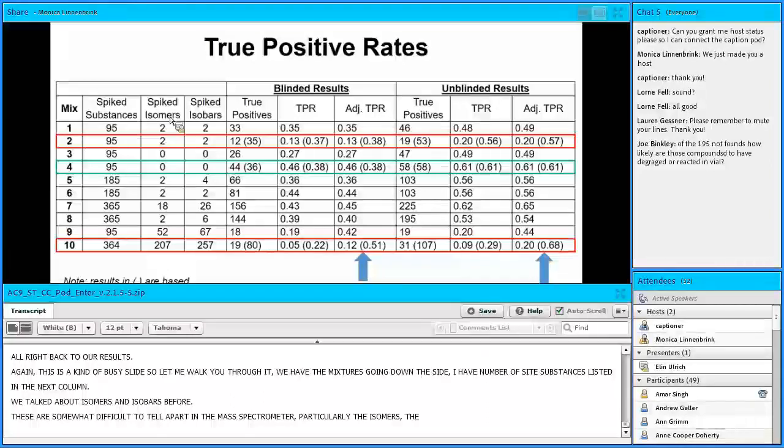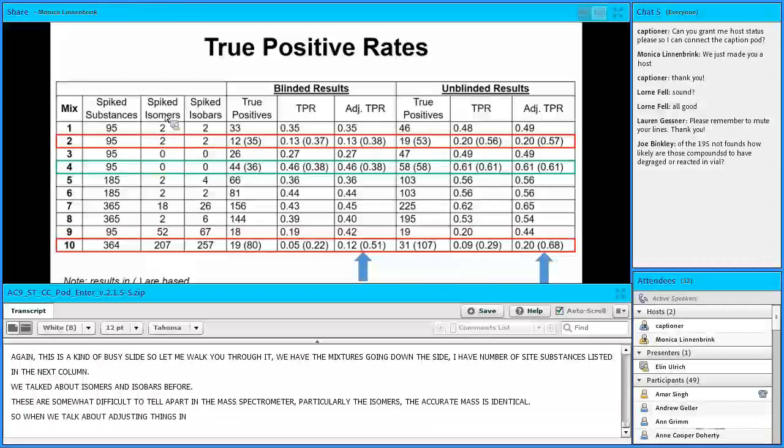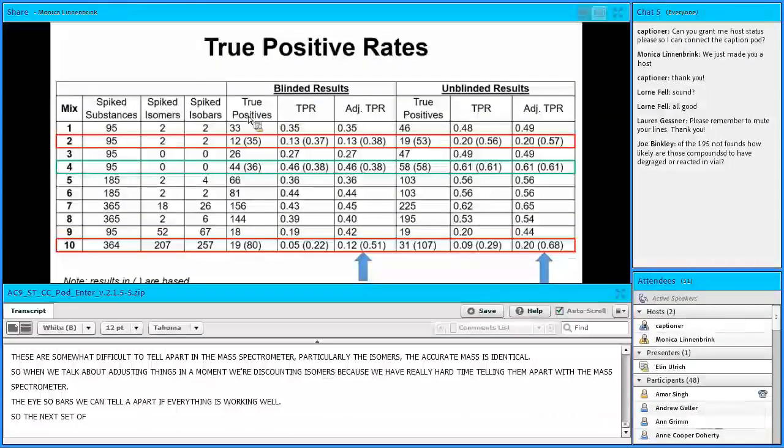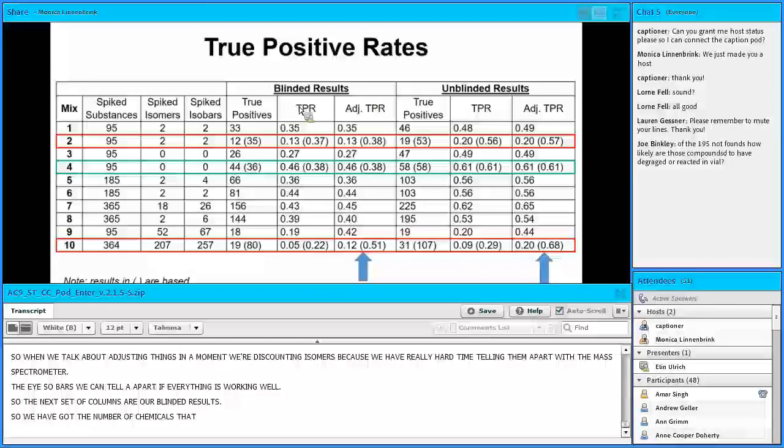So when we talk about adjusting things in a moment, we're discounting isomers because we have a really hard time telling them apart with the mass spectrometer. The isobars we can tell apart if everything's working well. So the next set of columns are our blinded results. So we've got the number of chemicals that were true positives, the number we got right.